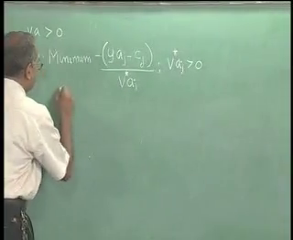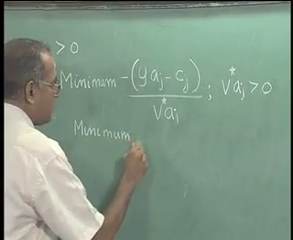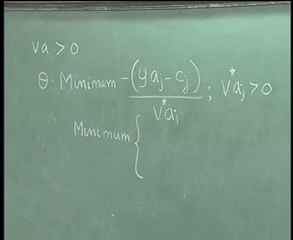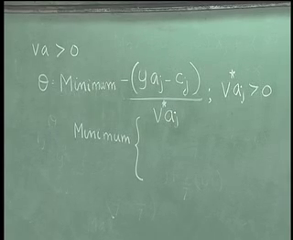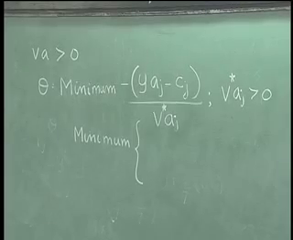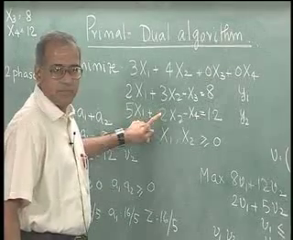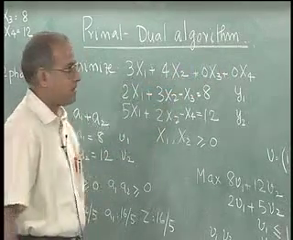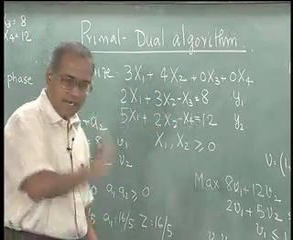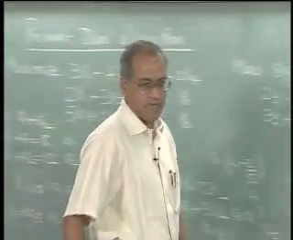So we will write minimum of, for the variable x2, y a j minus c j. Y is 3 by 7, 3 by 7. So y a j is 9 by 7 plus 6 by 7, 15 by 7. Y a j is 15 by 7 minus c j minus 4, negative of that. So 4 minus 15 by 7 is 35 by 7.